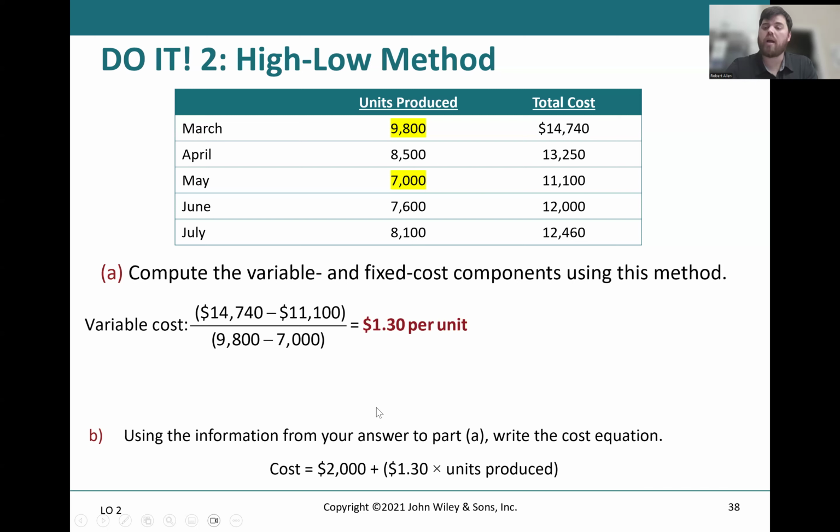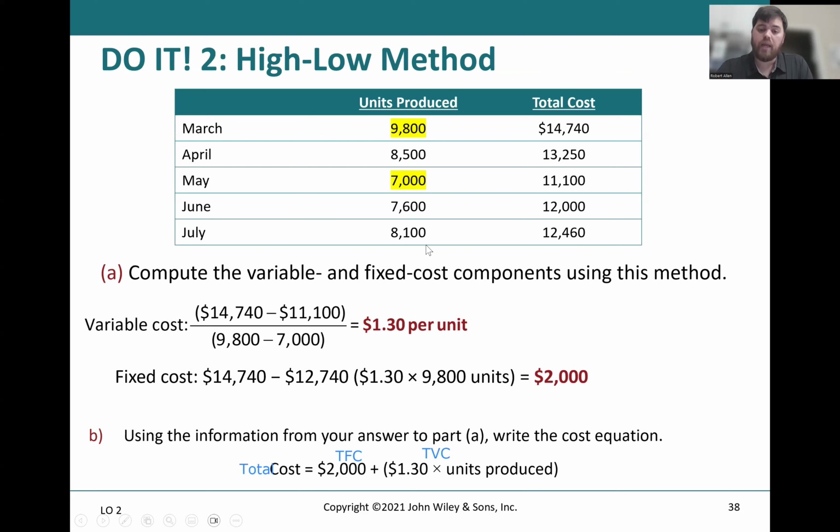Then they say, all right, now write the cost equation. Cost, so I would say total cost here, once again, to be a little bit more clear in our language. You might make the note that this should really say total cost equals $2,000. Remember, this is representing the total fixed cost component. And then this is representing the total variable cost component, which can be rewritten as variable cost per unit times the number of units produced. Variable cost per unit times the number of units produced. Okay.